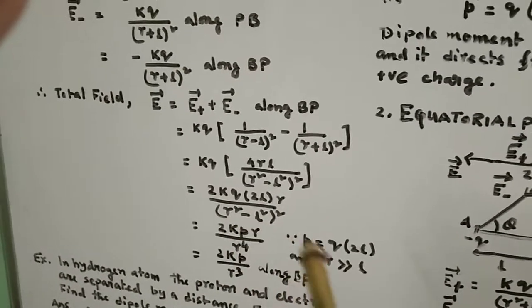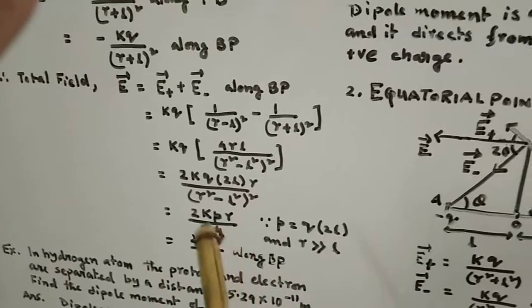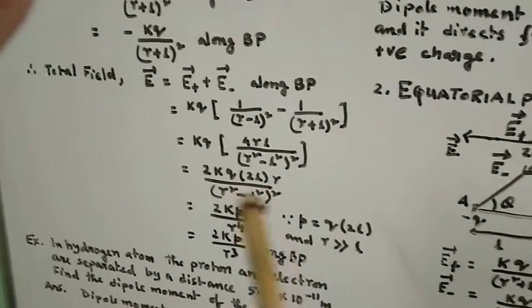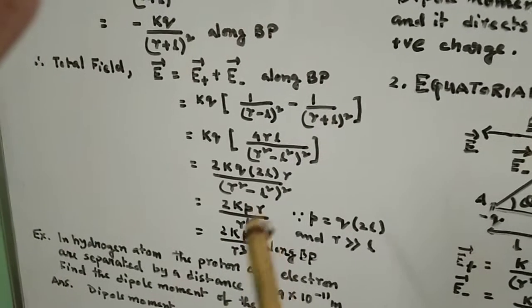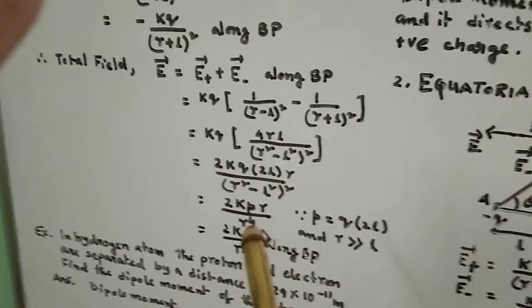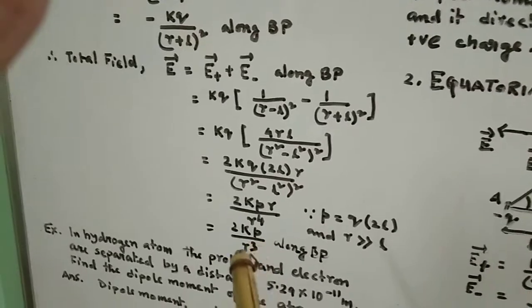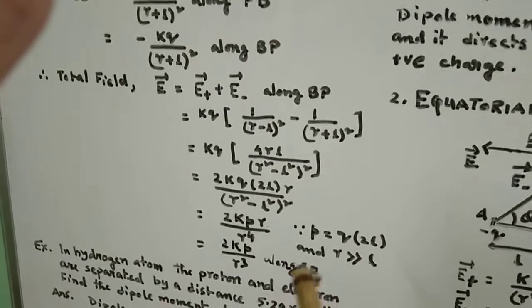Now if you consider R is very much greater than L, then you can neglect L square. So R square whole square means R to the power 4. So it is 2kpR by R to the power 4. If you simplify R to the power 4, it becomes R cube. So E equals 2kp by R cube, and this is directed along BP.